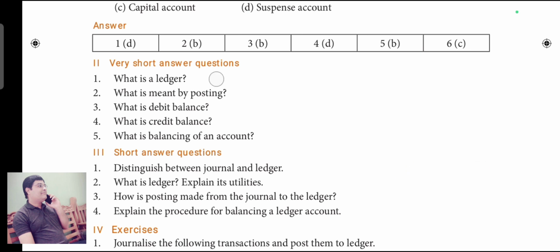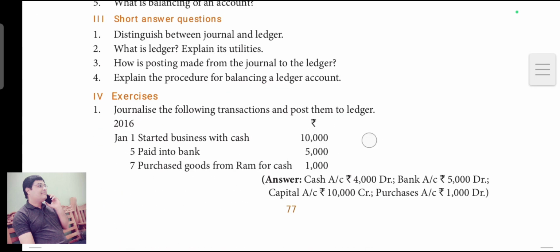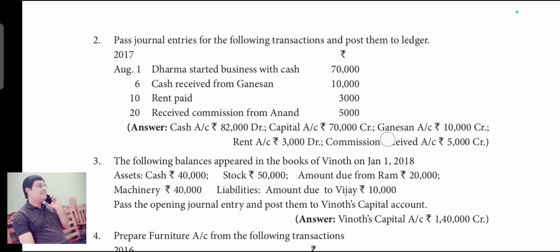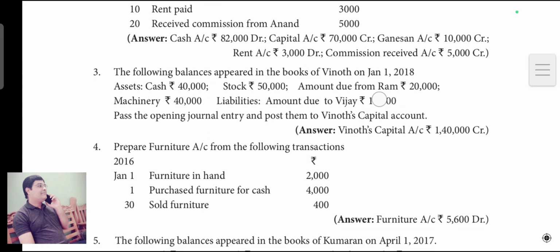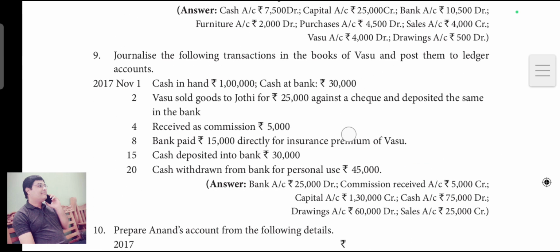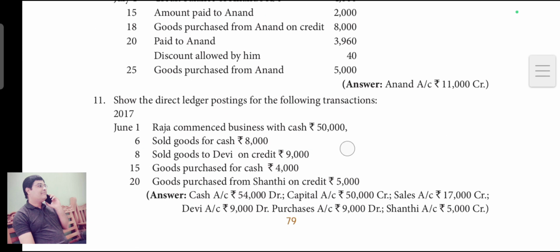In theory, very short answers 1, 2, 3, 4, and in short answer, first one, difference between journal and ledger. Now I'll move to exercise sum. In an exercise sum, that is in page number 78, question number 3, question number 4, question number 7, and question number 11 is very important in fourth chapter.